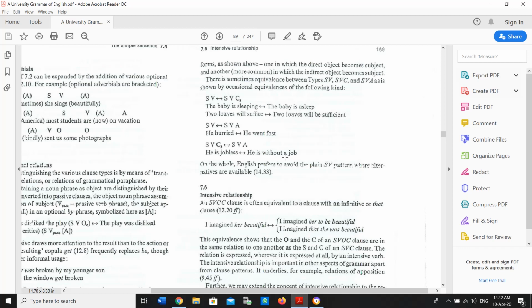I converted it to "he is without a job." The same meaning, but the clause type is different.